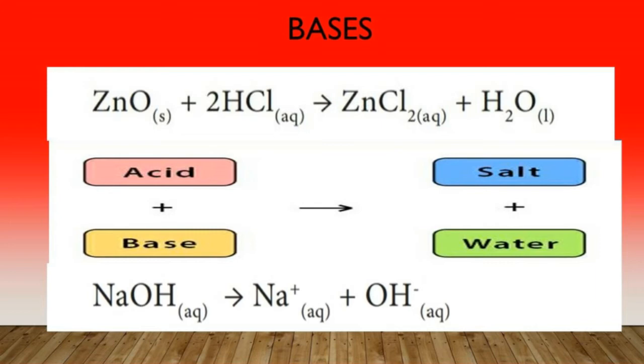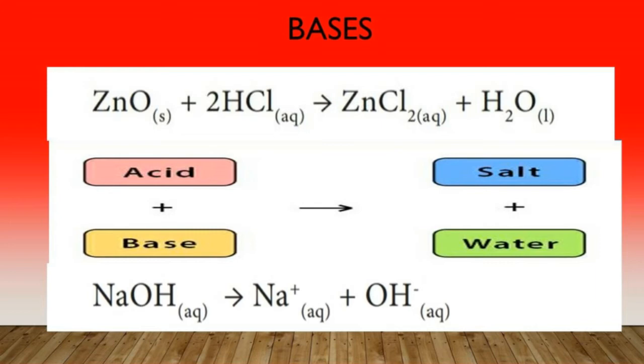Bases. According to Arrhenius theory, bases are substances that ionize in water to form hydroxyl ions, that means OH minus ions. Some metal oxides give salt and water when they react with acid. These are also called bases. Bases that are soluble in water, that is dissolved in water, are called alkalis.